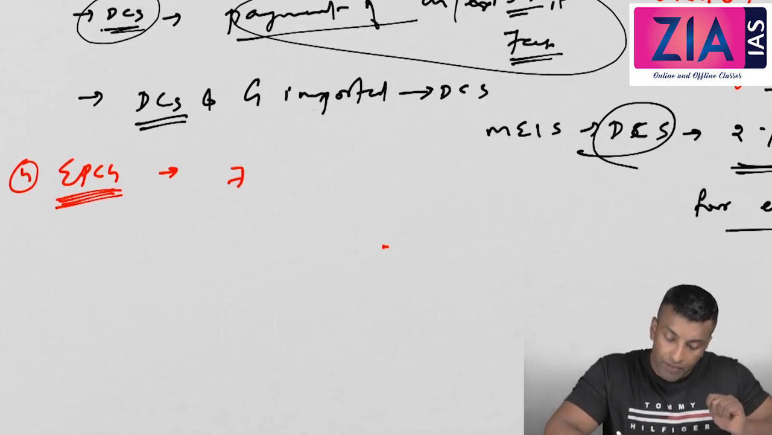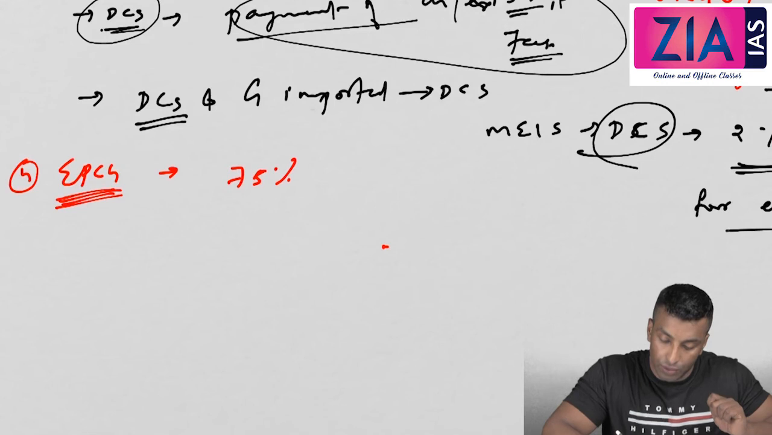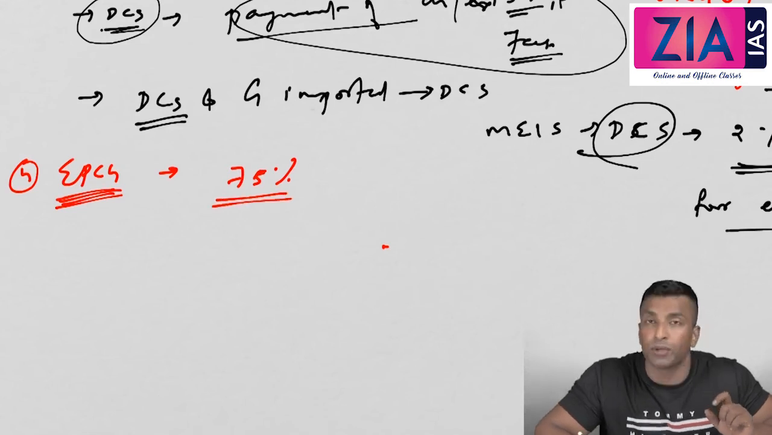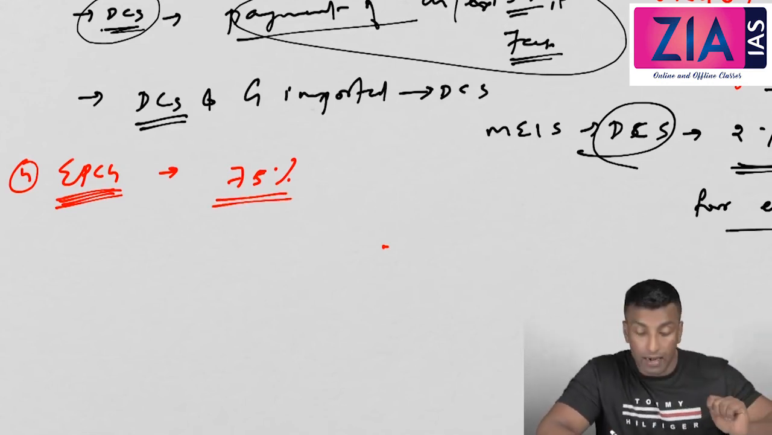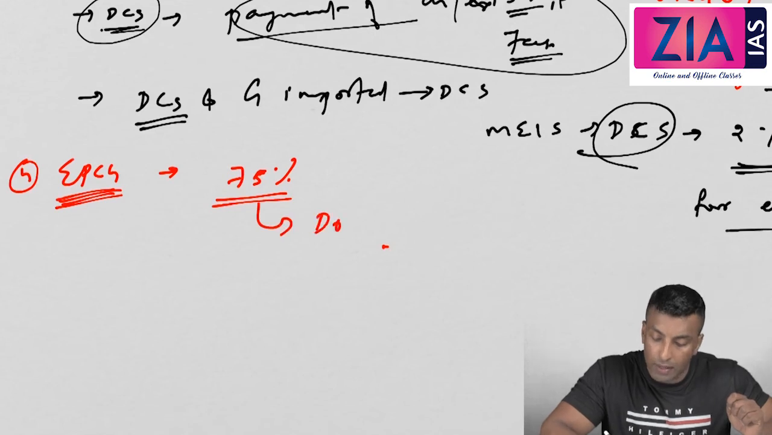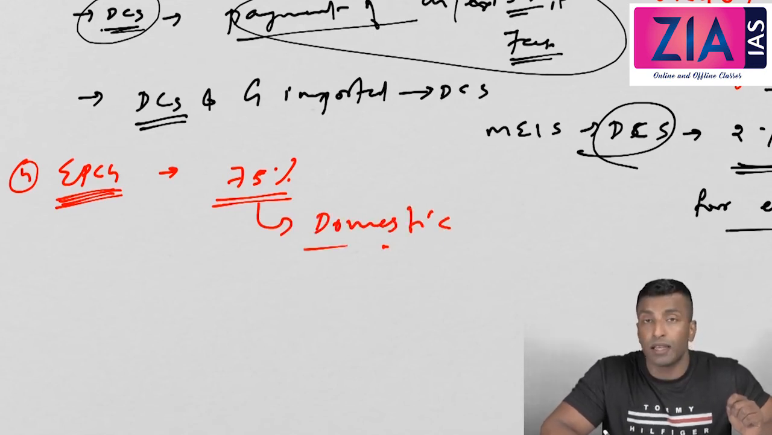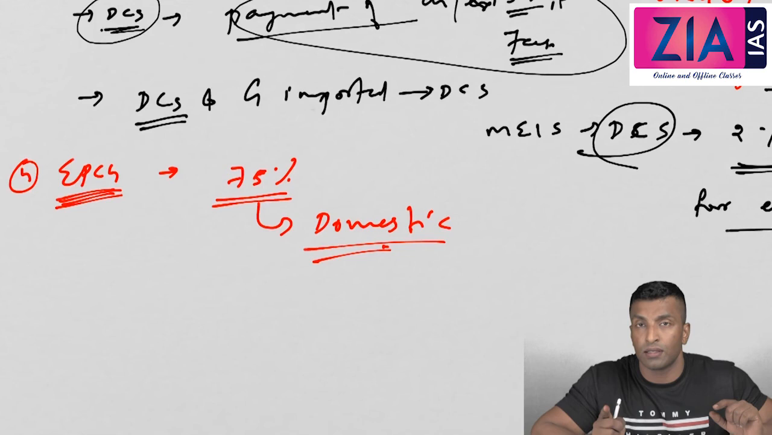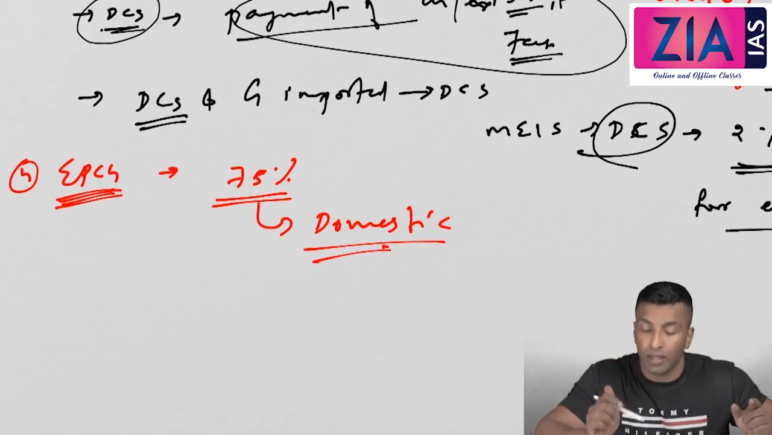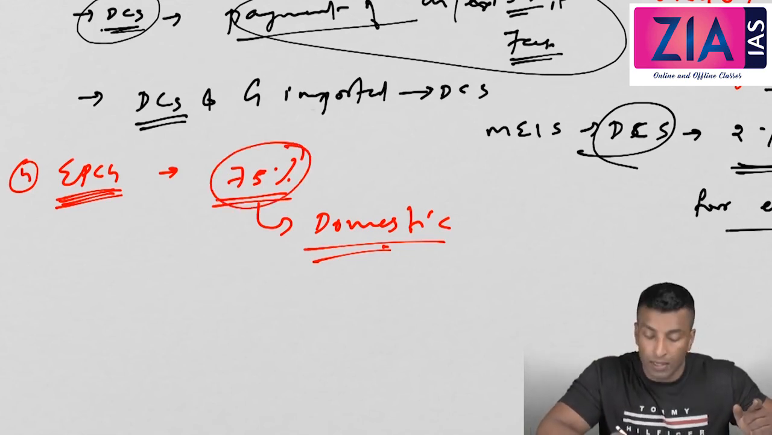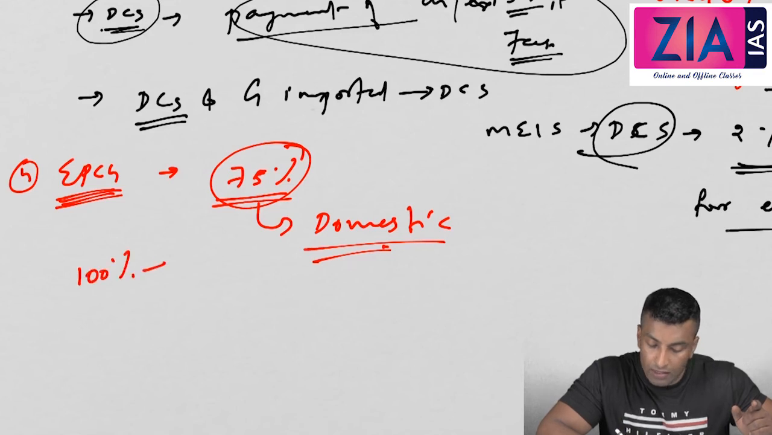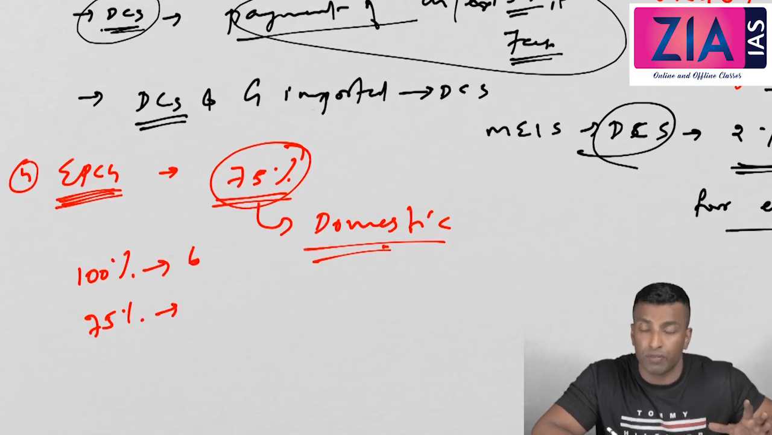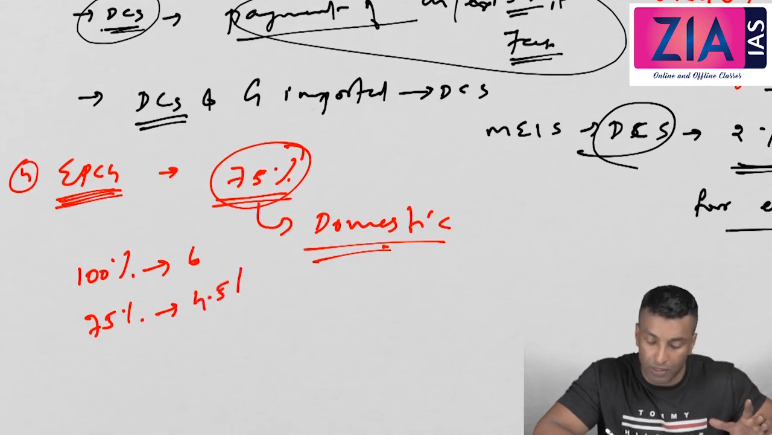It is actually reduced to 75%. Okay, so the obligation is reduced to 75%. What does that mean? This is for if you're domestically procuring. So there were two options: either you can import the capital goods or you can domestically procure. In both cases it was 6 times in 6 years, but in case of domestically procuring it was reduced to 75%. So 100% means 6 times. Okay, so what about 75%? Now 75% means it is actually 4.5 times.